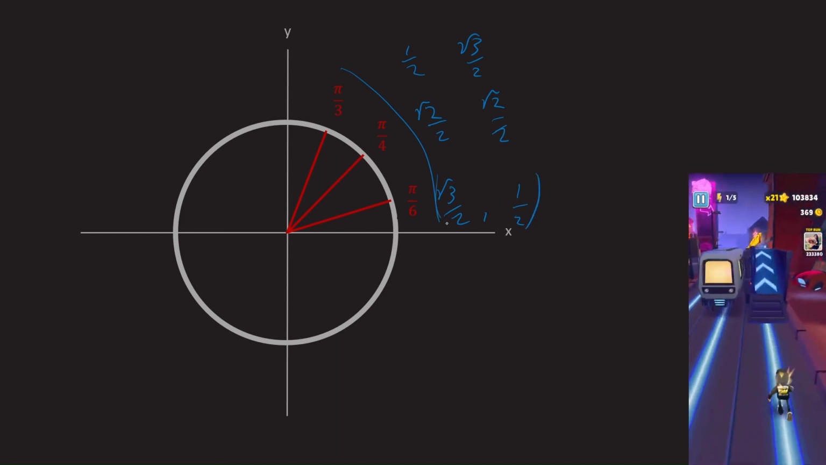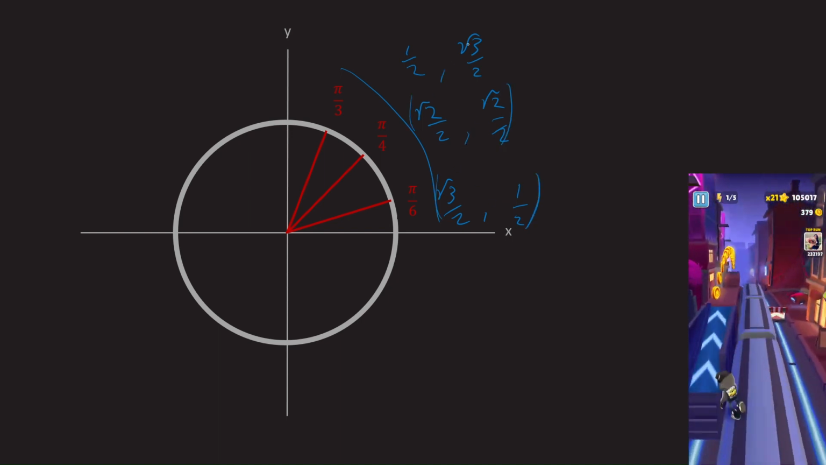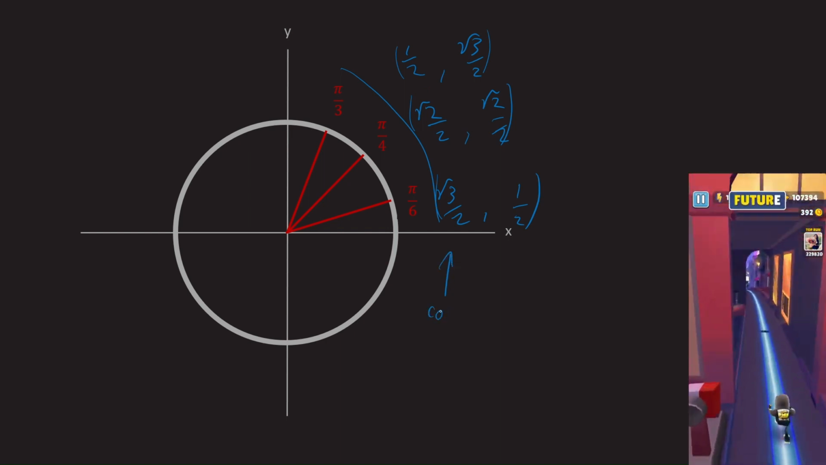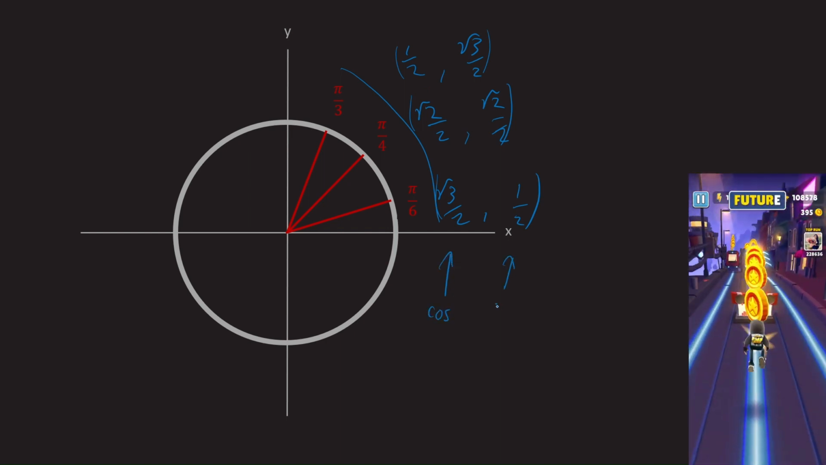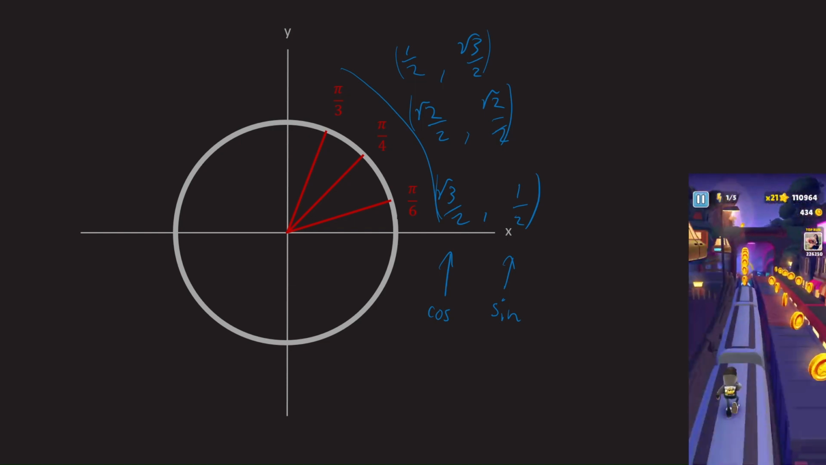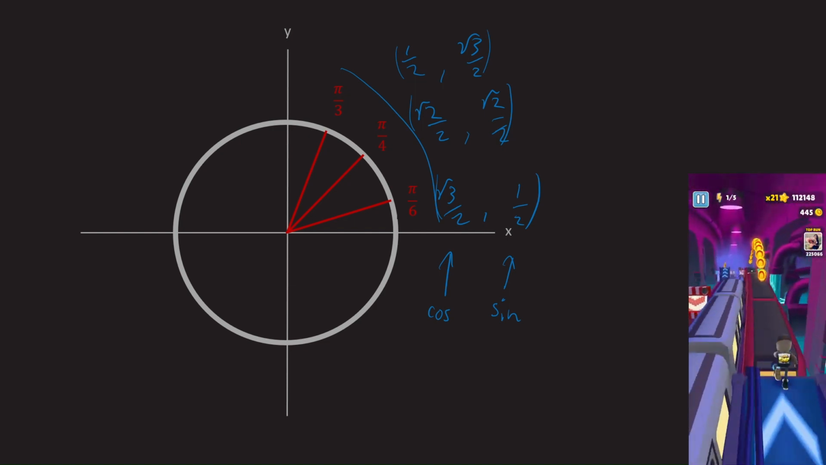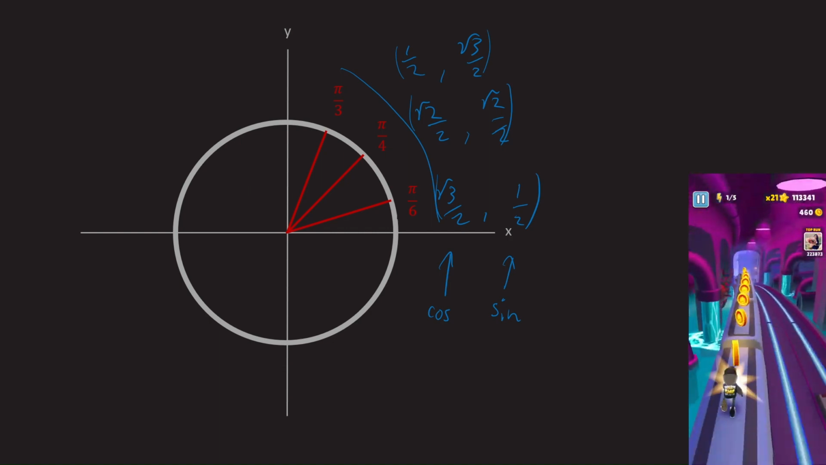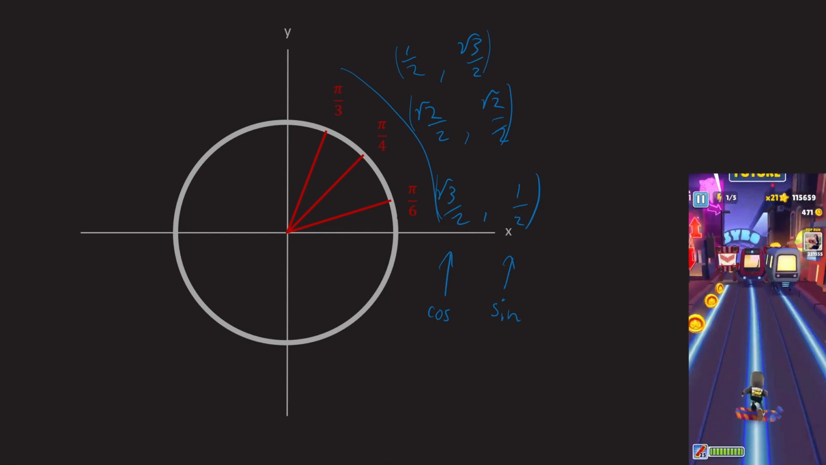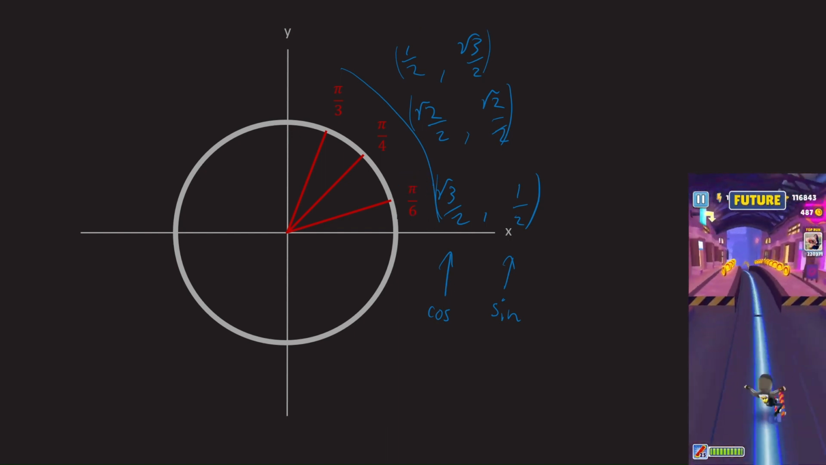Now you know that these become the coordinates of each of these basic angles. And we know that the x coordinates are cos and the y coordinates are sine. So now you know if you get cos of 1 over 2, or even root 2 on 2, or any of these values, whichever one it is. If it's root 3 on 2 and it's cos, it corresponds to this one here.